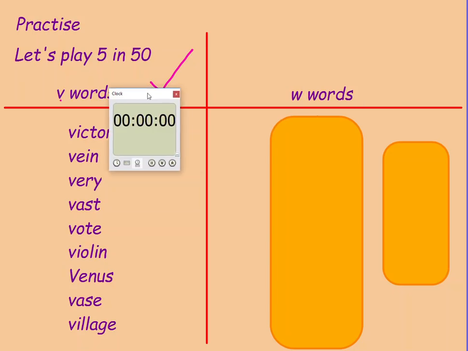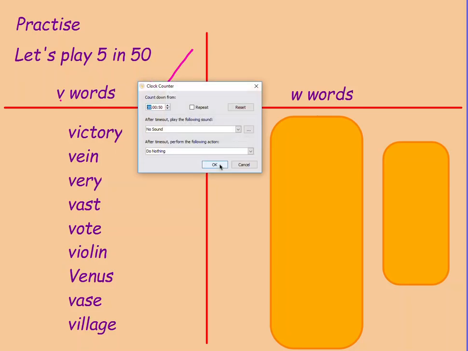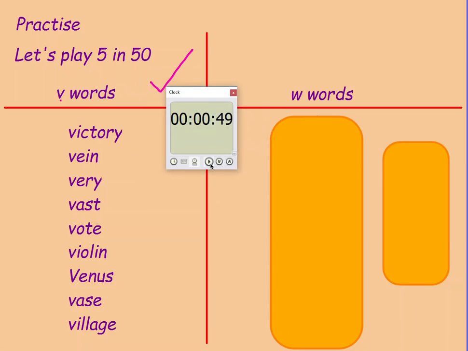Okay, we are playing again. I'm going to reset the timer. Okay, we've got 50 seconds on the clock there. I've stopped that. So same again, but this time we're looking for words beginning with W. Okay, you have to come up with 5. Let's see what you've got.